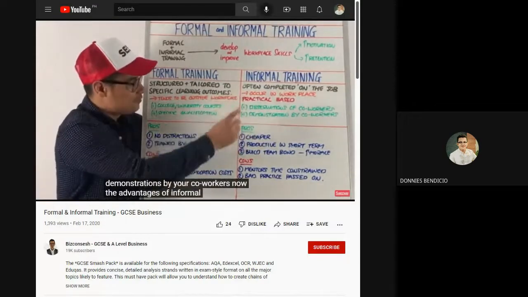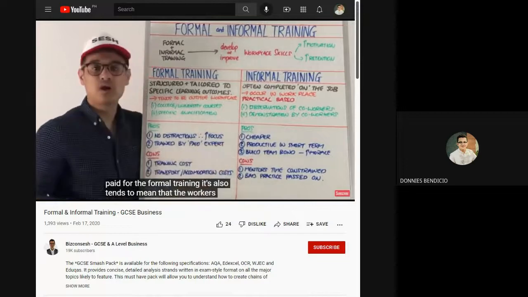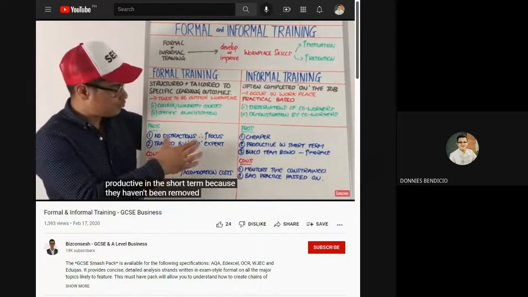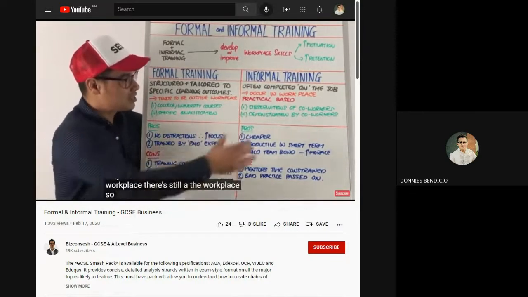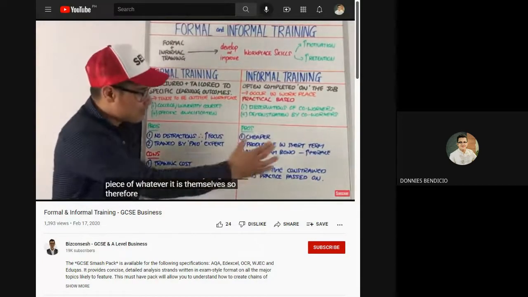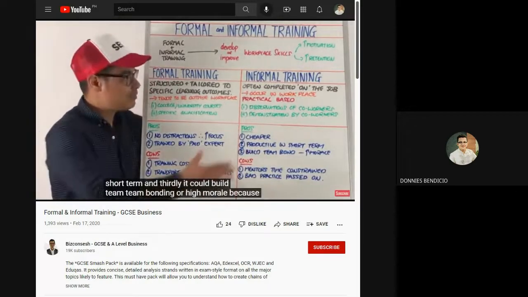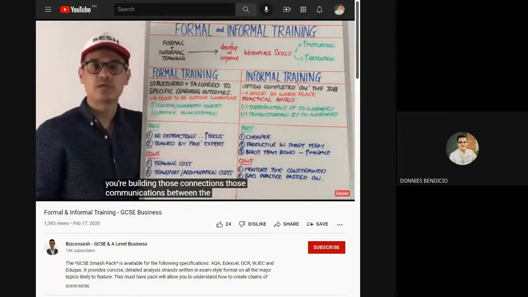Now, the advantages of informal training: it tends to be cheaper because you've not paid for the formal training. It also tends to mean that the workers are more productive in the short term because they haven't been removed from the workplace. They're still at the workplace. So after the observation, they might do a piece of whatever it is themselves. So therefore, they're productive in the short term. And thirdly, it could build team bonding or high morale because you're building those connections, those communications between the co-workers.